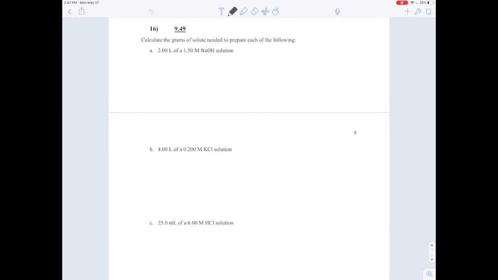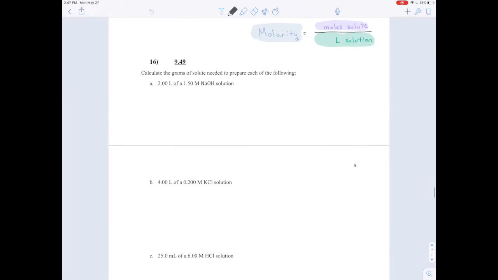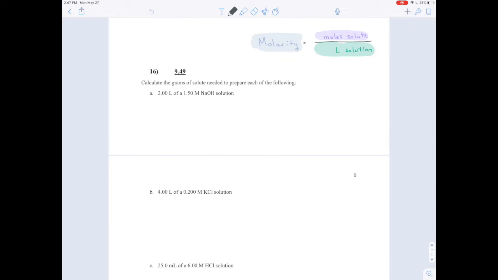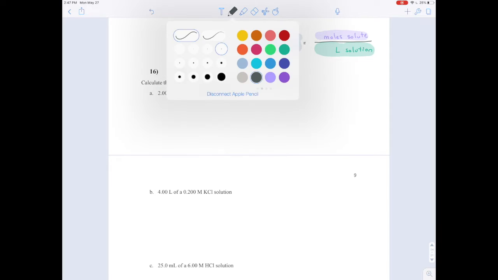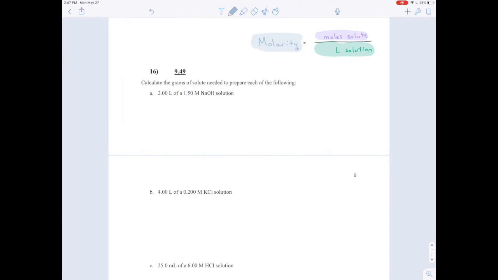In Chapter 9, Exercise 16, you want to use the molarity as a conversion factor. So remember that molarity is a unit for concentration. It's the number of moles of something that you have in a liter of solution. That's the molarity, and the symbol that will make you recognize molarity is a capital M, and it's read molar.